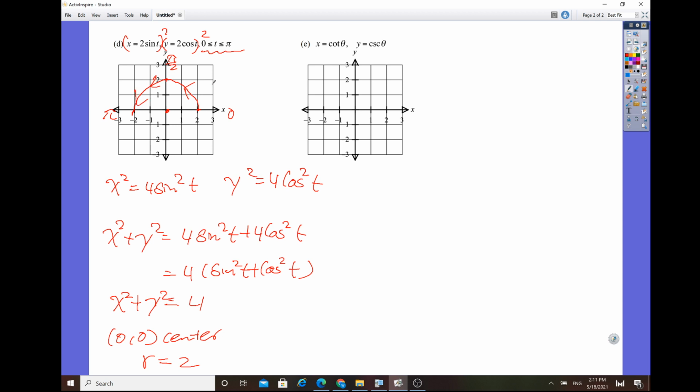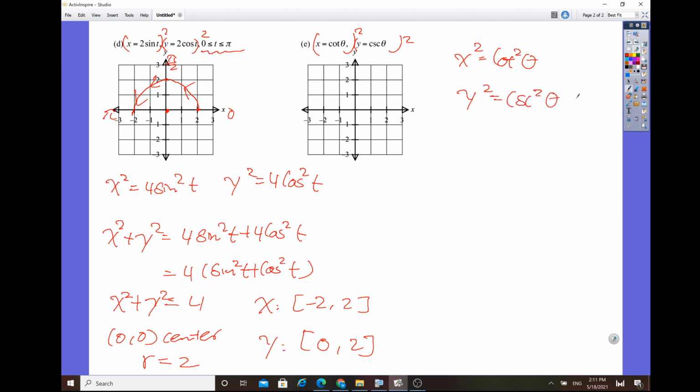And then the restricted value for x would be negative 2 to 2. And for y, the restricted value would be 0 to 2. And then what about this one? Similar, square both sides. So x squared equals cotangent squared of theta, and then y squared equals cosecant squared of theta. So one thing that we notice is cosecant squared of theta, which is y squared, minus x squared, minus cotangent squared of theta. So that's just the Pythagorean identity.